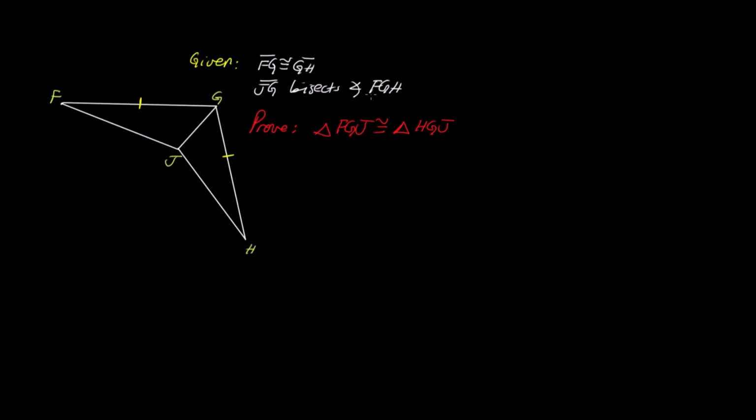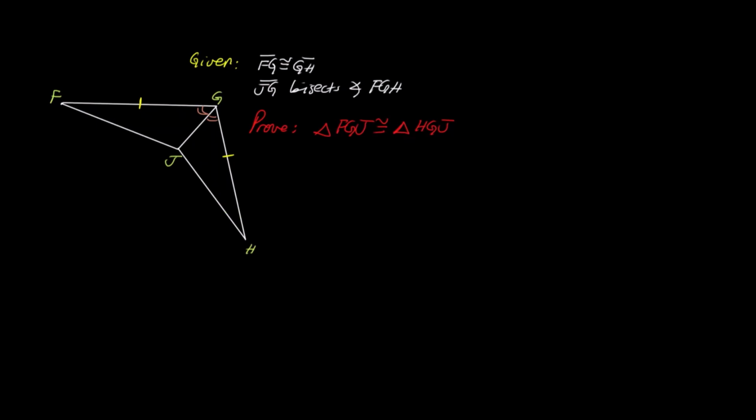Segment GJ bisects angle FGH. So here's FGH, that's the big angle over here. So this little segment bisects the big angle. That means that it divides the angle into two halves. That's the definition of angle bisector. So those are two congruent angles. And then we are asked to prove that triangle FGJ, this triangle, is congruent to HGJ, this triangle here. So we have to prove those two triangles to be congruent.